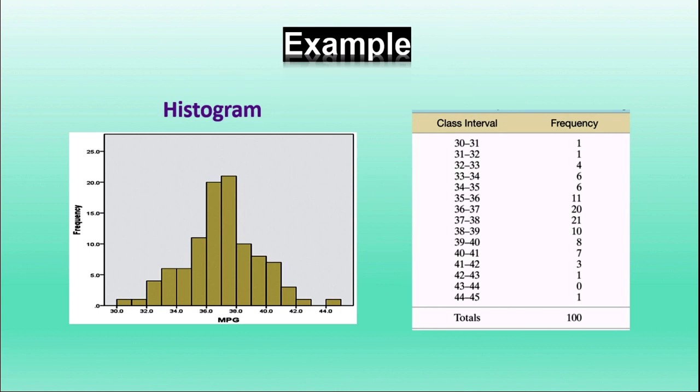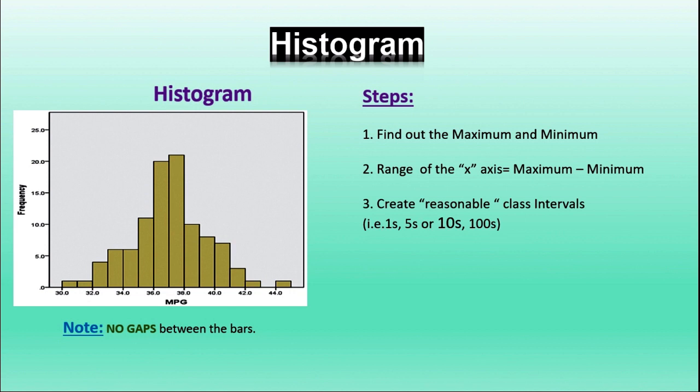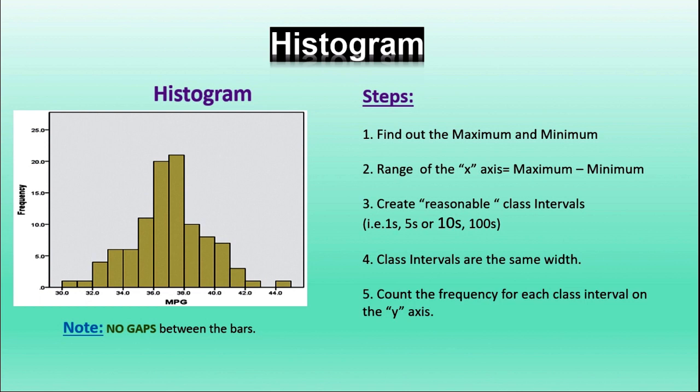Now I'll introduce another graphical method, histograms. Let's see the steps for this. Firstly, find the maximum and minimum numbers. Then the range of the x-axis will be maximum minus minimum. After that, create reasonable class intervals, usually in ones, fives, tens, or hundreds. Note that all the class intervals should be the same width. Lastly, count the frequency, how many, for each class interval on the y-axis.